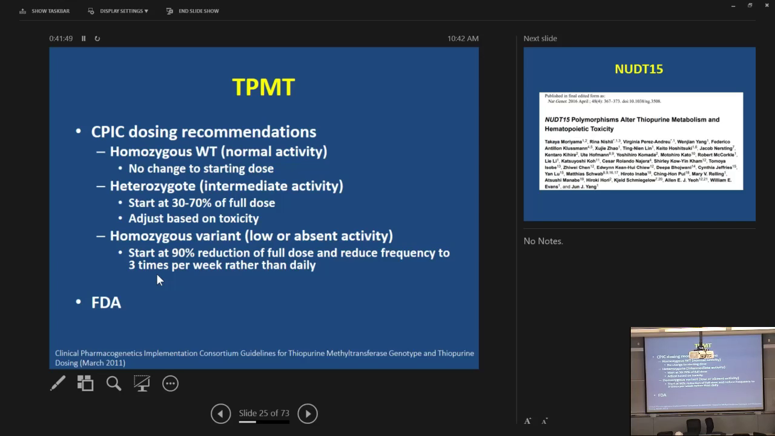Somebody Google 6-mercaptopurine and find its package insert and see if the FDA remarks about this. See what the FDA says, and see if they have any dosing guidelines for it. While you guys are looking, I'm going to answer a question.